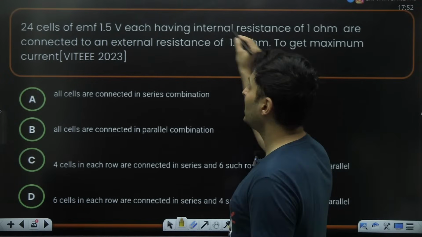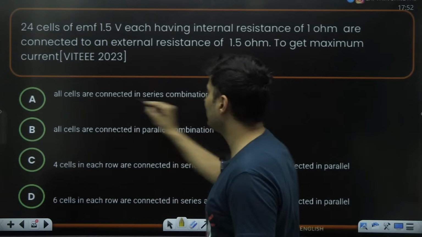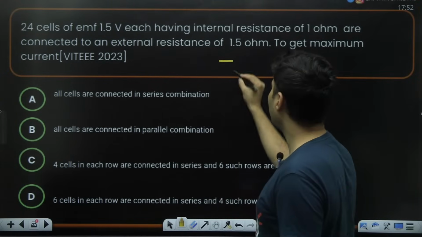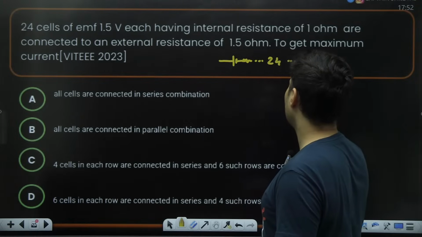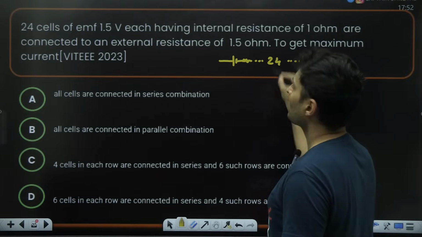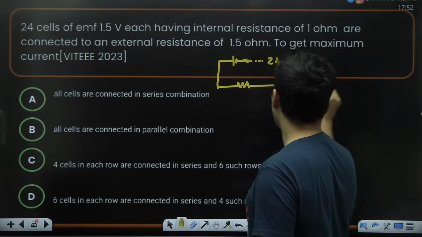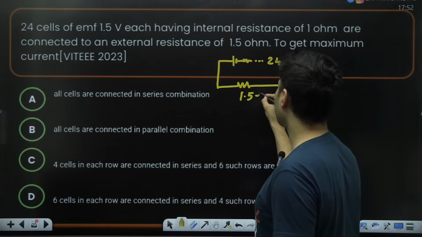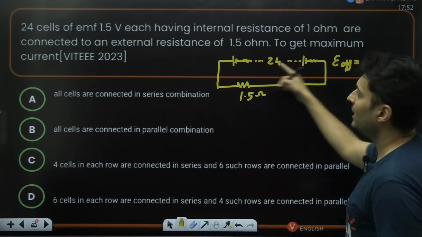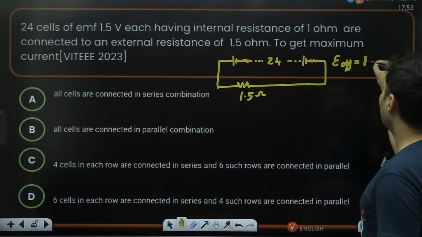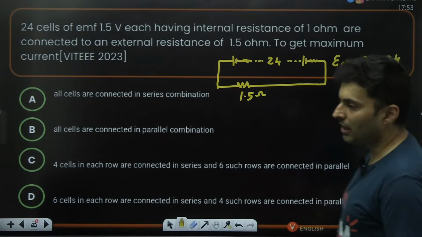Check this out. 24 cells, each of 1.5 volt. Just take this as, let's say, example A. Imagine like this, 24 cells are there, and they are connected to an external resistance of 1.5 ohm. So what is the effective EMF that you will get? Each battery is 1.5, 1.5, 1.5, 1.5, like that 24 times, isn't it? Everybody with me?